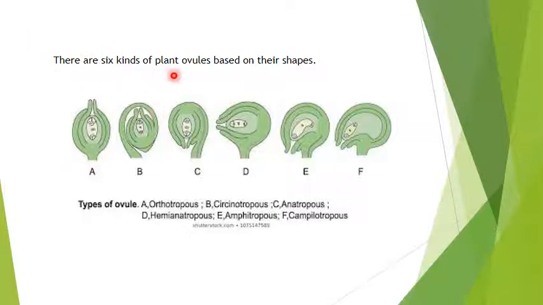There are 6 kinds of plant ovule based on their shapes. First is orthotropous, second campylotropous, third anatropous, next hemianatropous, then amphitropous and circinotropous. Now we will see each one in detail.